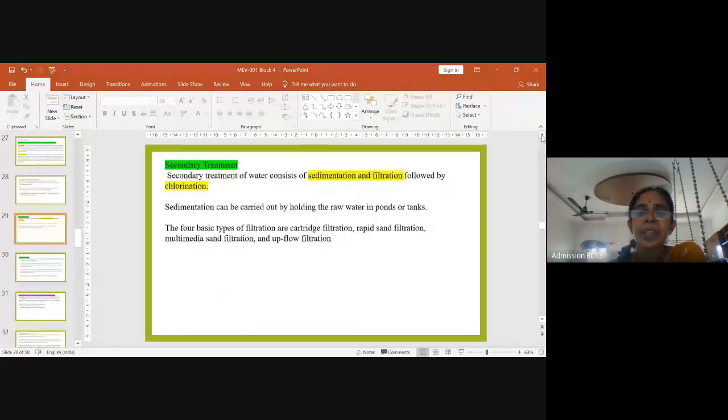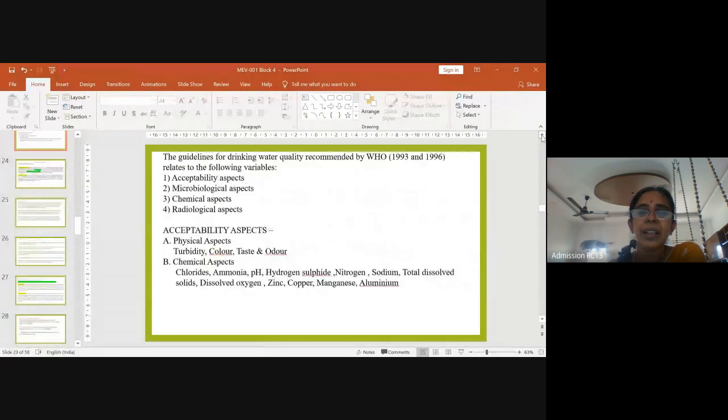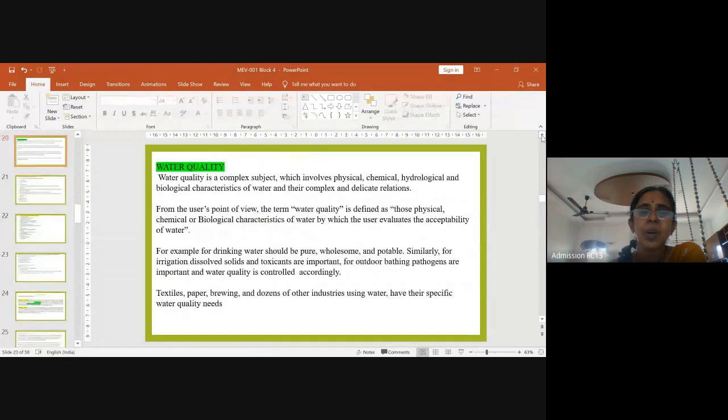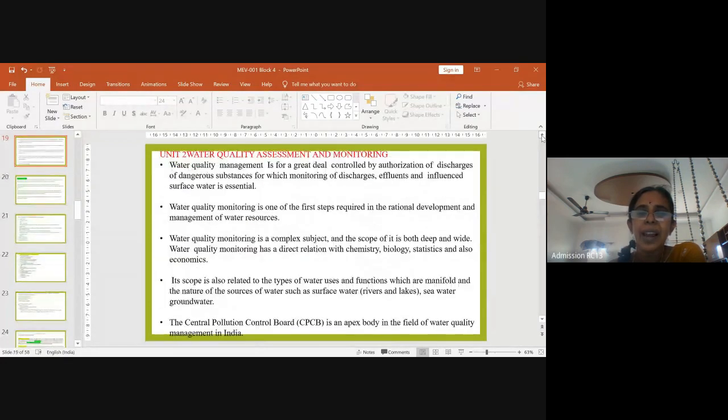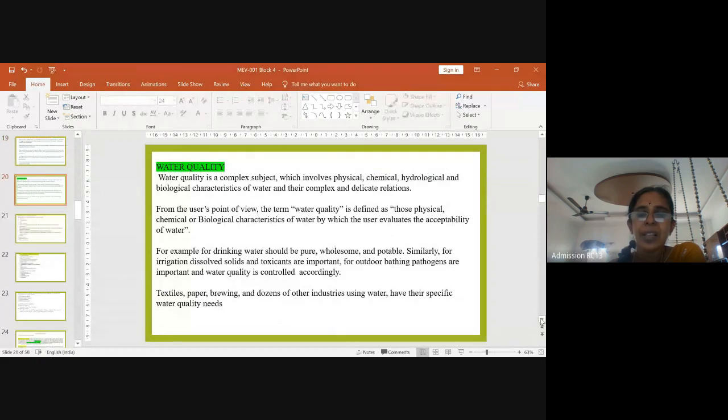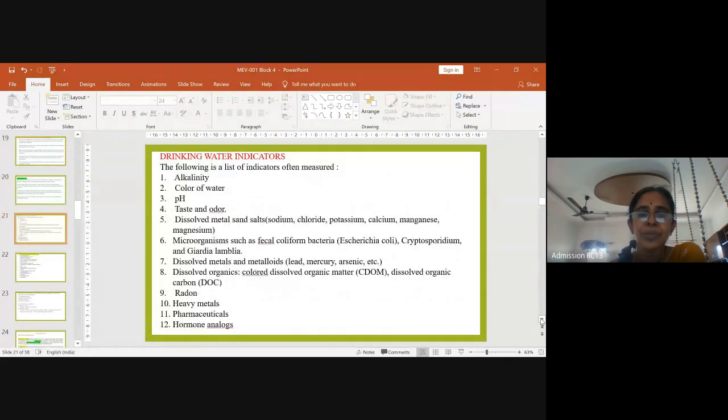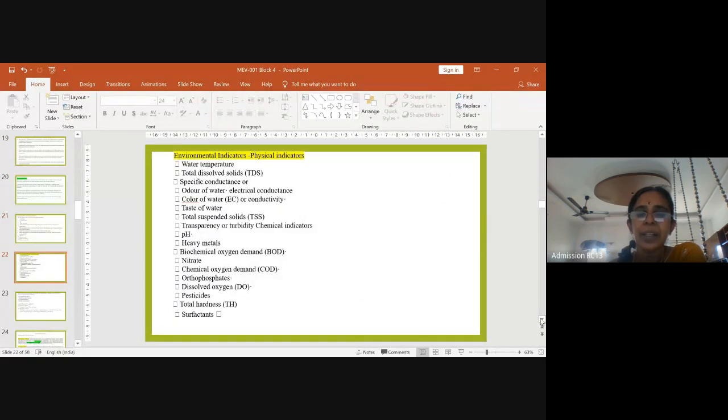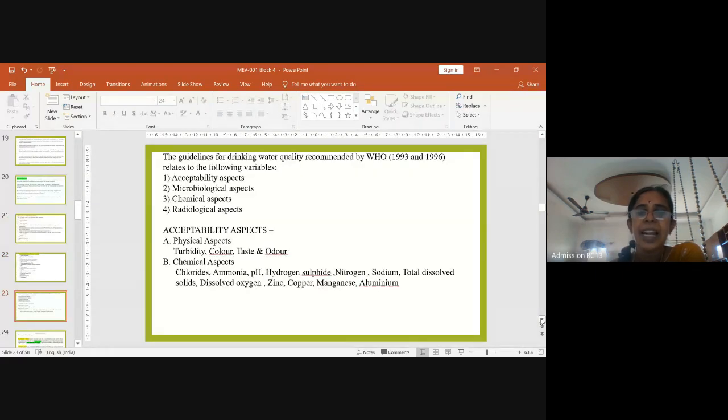So this is about the second unit regarding water quality monitoring, and water quality assessment and monitoring. Here we have discussed the quality of the water, the indicators of drinking water, the environmental indicators, which include both physical as well as chemical indicators, and the guidelines for drinking water quality recommended by WHO. It has the acceptability aspects, microbiological aspects, chemical aspects, and radiological aspects. Acceptability aspects include both physical and chemical aspects.